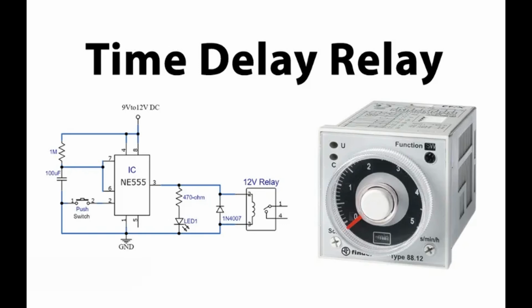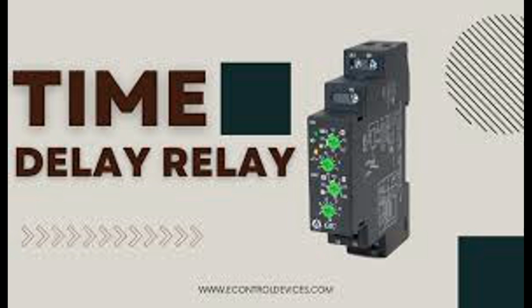Reverse polarity protection. Reverse polarity protection prevents damage to the relay and connected devices caused by incorrect polarity connections, where the positive and negative terminals are reversed. Reverse polarity protection circuits use diodes or polarity-sensitive components to block current flow in the event of reverse polarity, protecting the relay and circuit from potential damage.